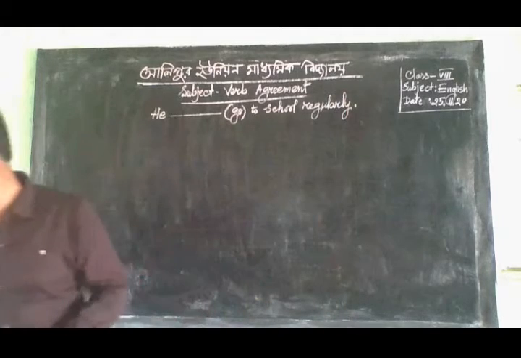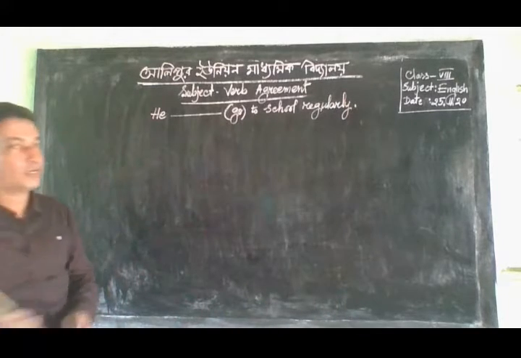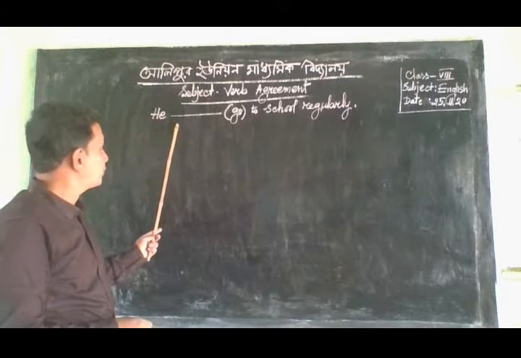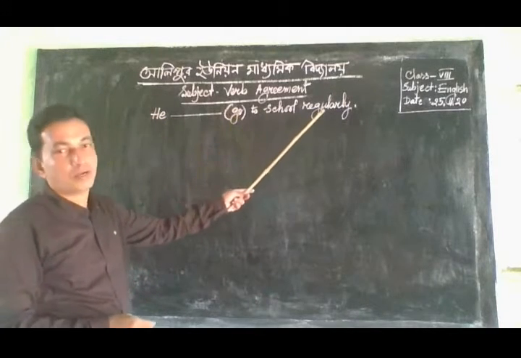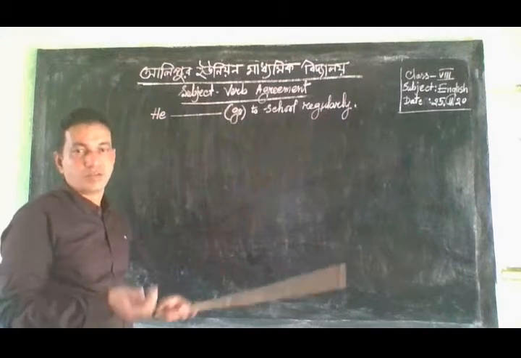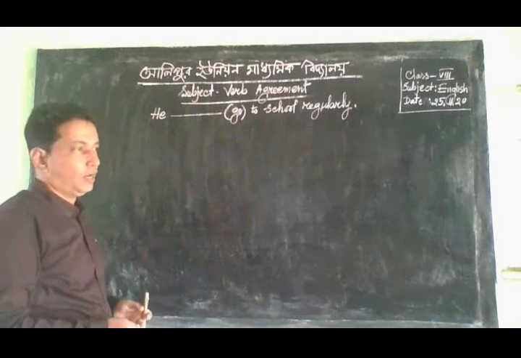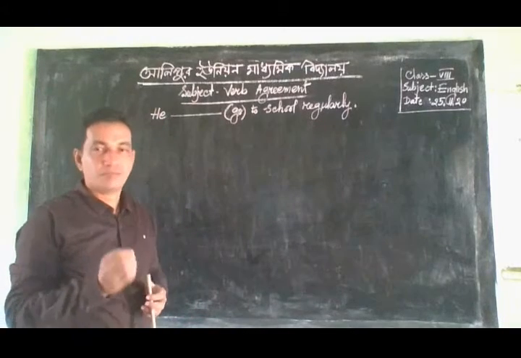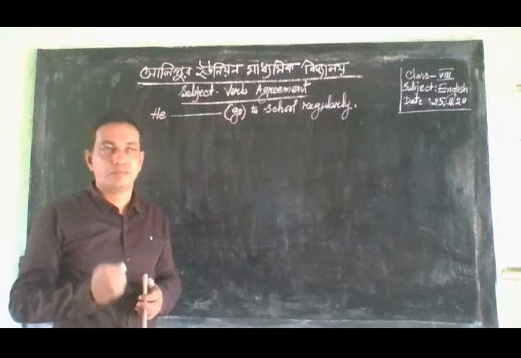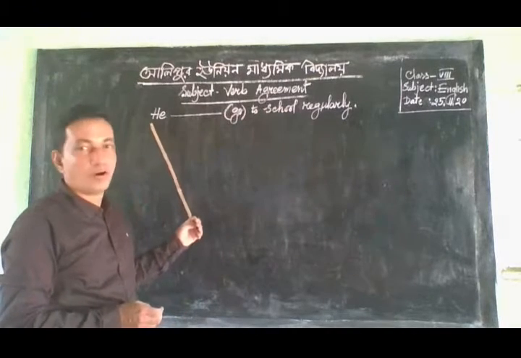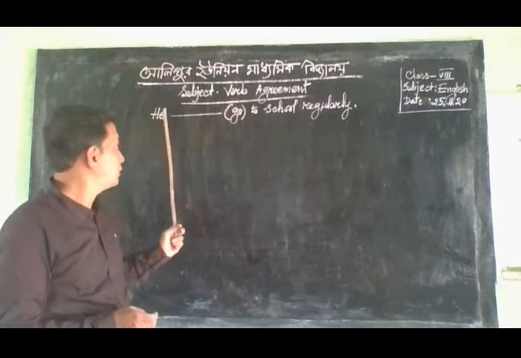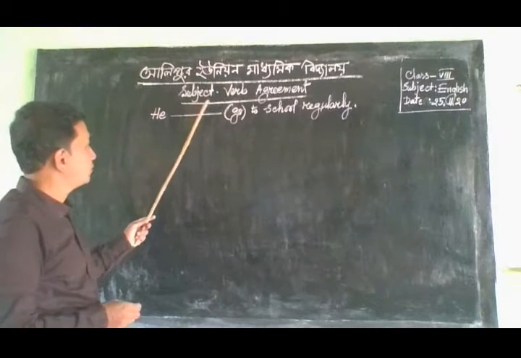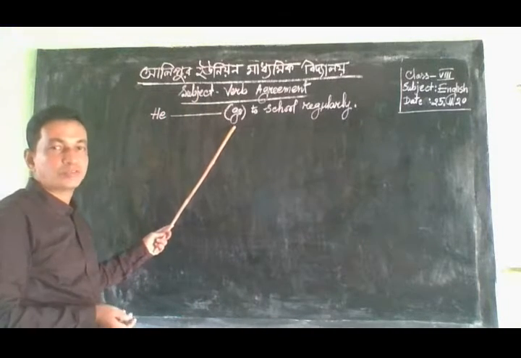Dear students, look at the example on the blackboard. I have written, he go to school regularly. This is an example of present indefinite tense, and in present indefinite tense we know that the verb must be in singular form if the subject is singular form of third person. So, dear learner, here he is singular form, and its verb should also be singular form.